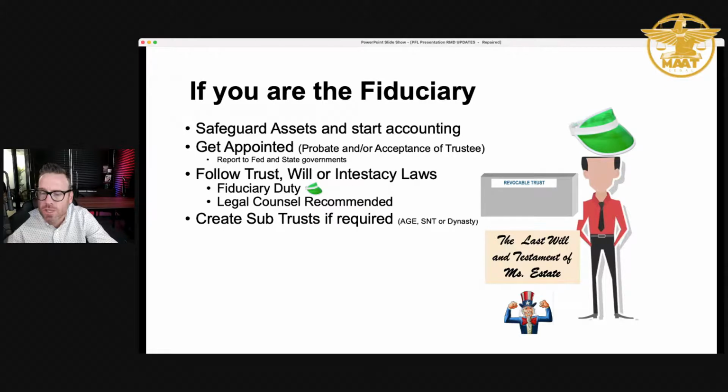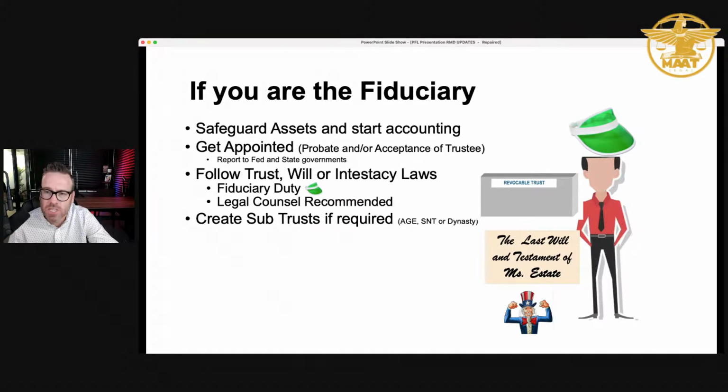Create subtrusts. A lot of times a trust might create trusts for the children after the parents pass away. Examples of those are an age trust, if children are underage or someone needs to hold it until they reach a certain age, at least 18. An SNT is a special needs trust or supplemental needs trust. That's for a beneficiary that's receiving government benefits, like maybe they're on disability or something like that. The special needs trust makes sure that their inheritance won't disqualify them from the benefits.